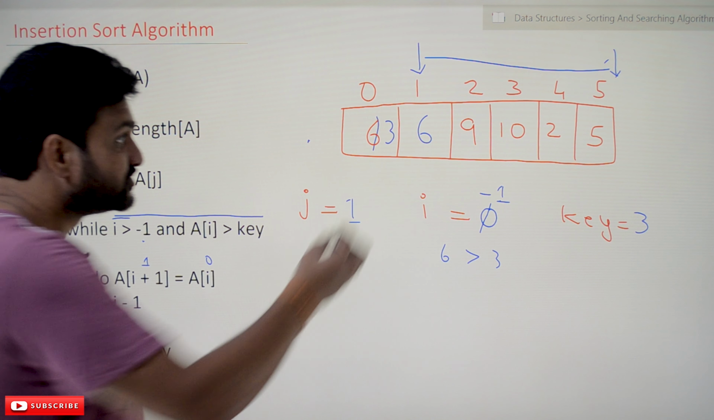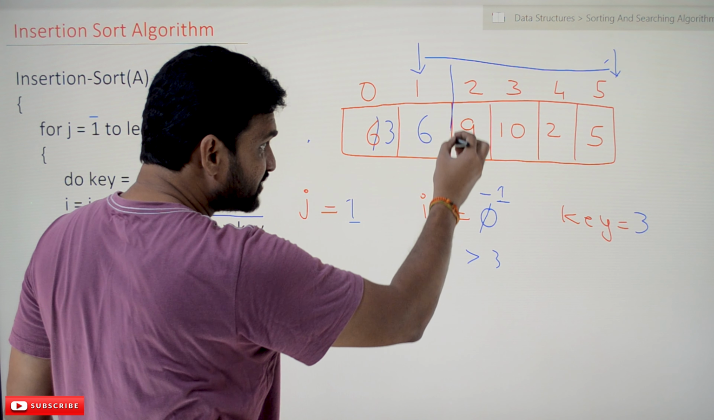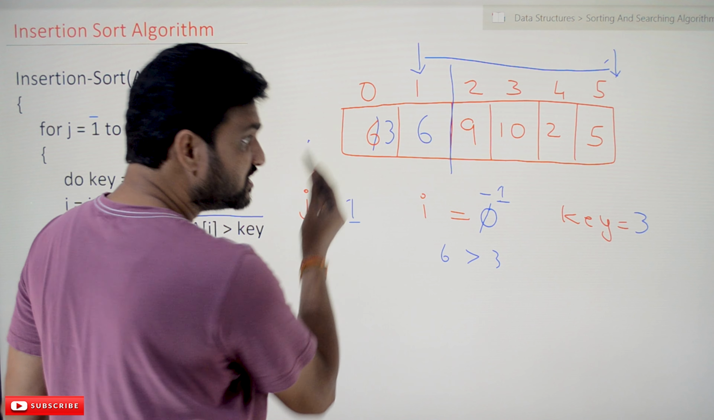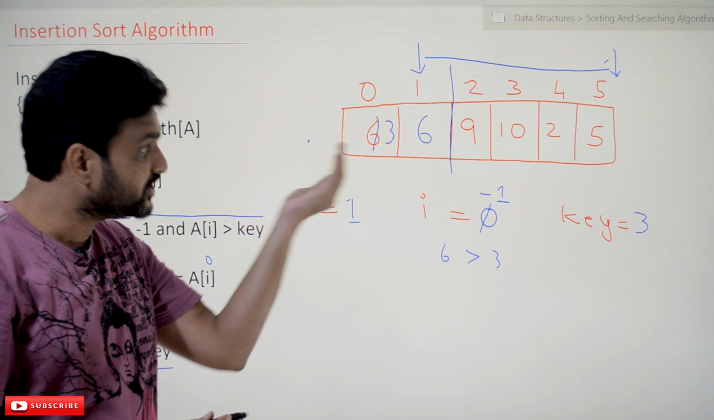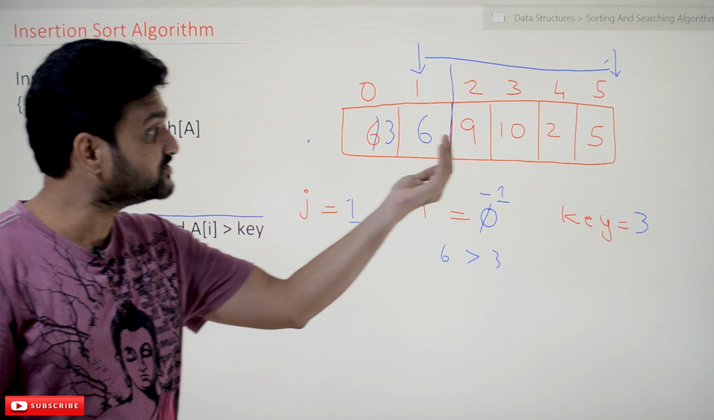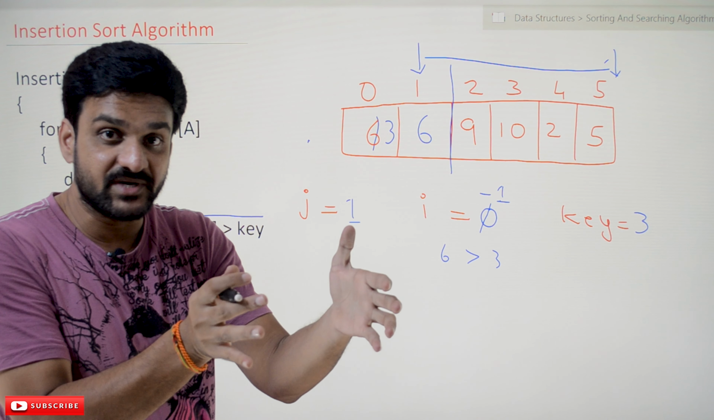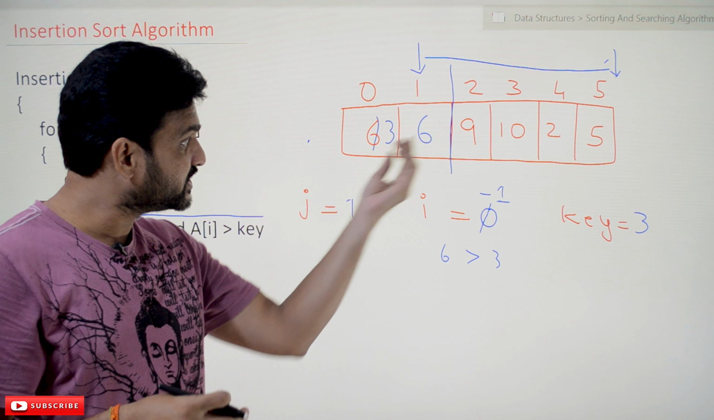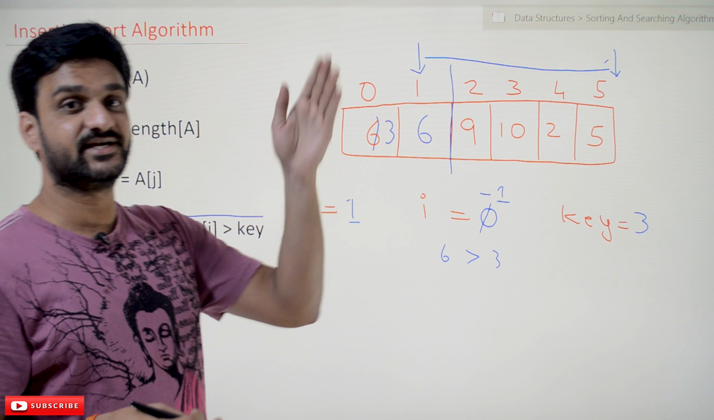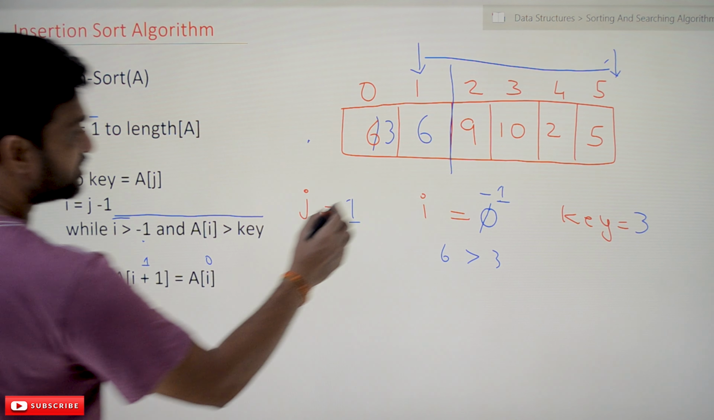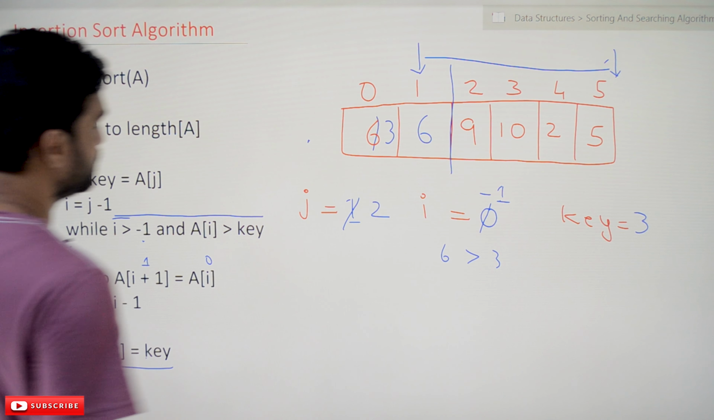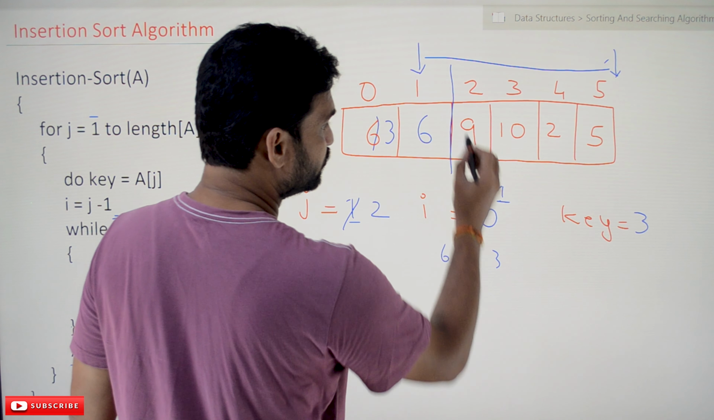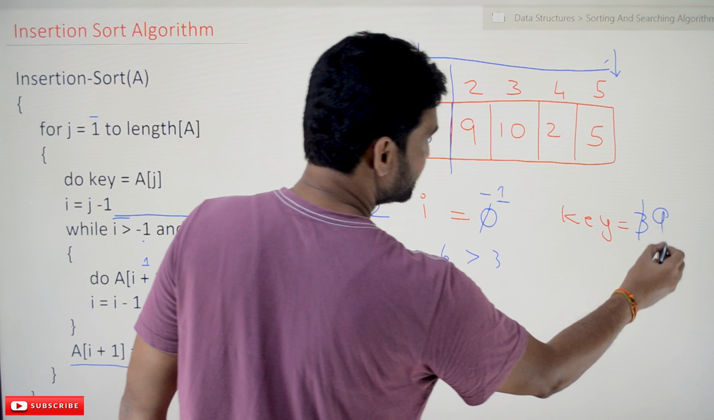Now see here. This is the half that we have converted. All these elements are going to be the sorted elements, and all these elements are the deck of cards. We are going to take them one by one and put each in the sorted order. In the next iteration the value of j will be 2. Now key is equal to A of j, A of 2, which is 9. Now the key element is 9.